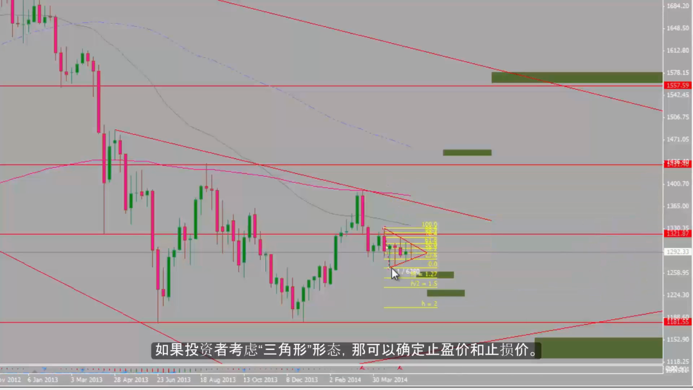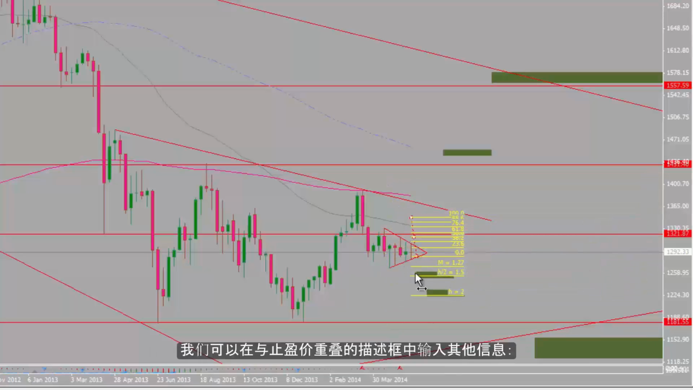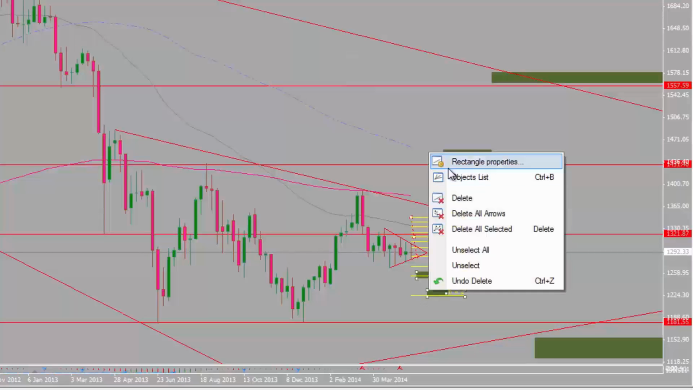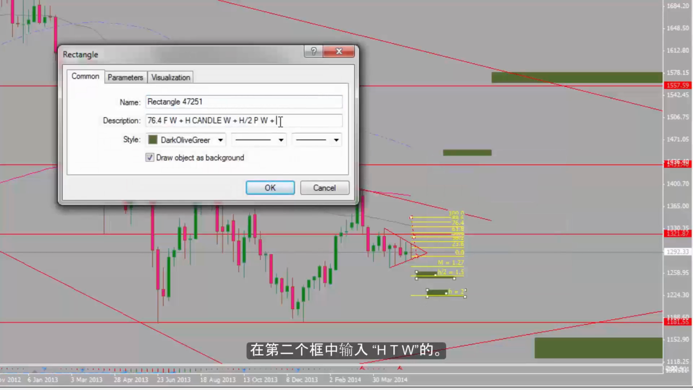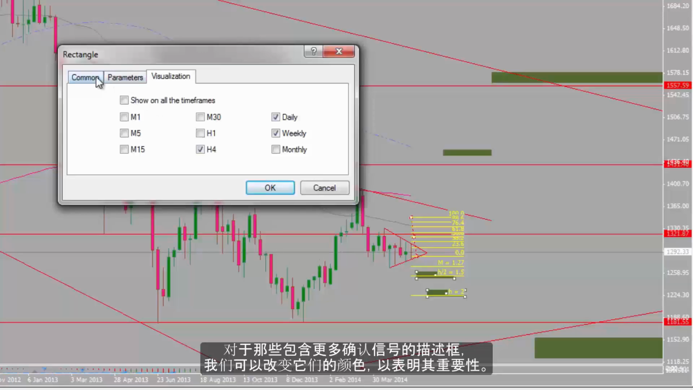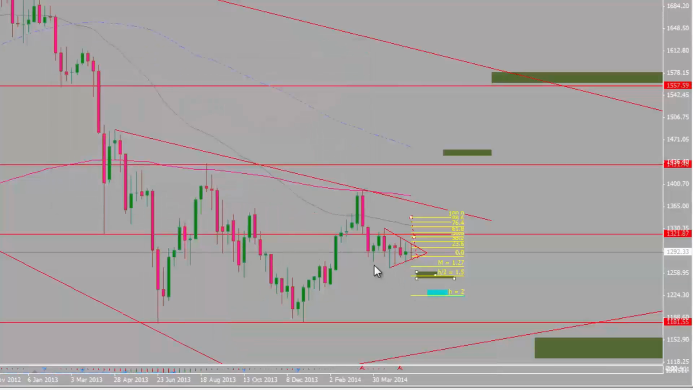If a trader considers the triangle pattern only, then the TP and SL prices are detected. Another data can be attached to the description boxes that overlap TP prices. H2 TW in the first box and HTW in the second box. The boxes with more confirmation signals can be marked by changing their colours to specify a higher importance level.